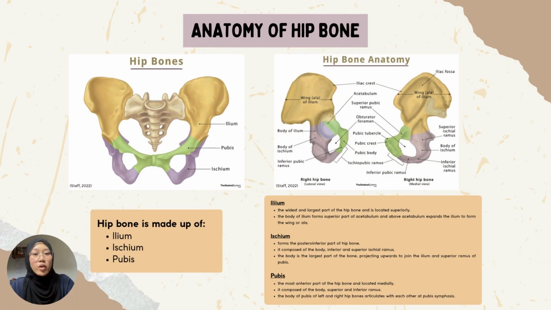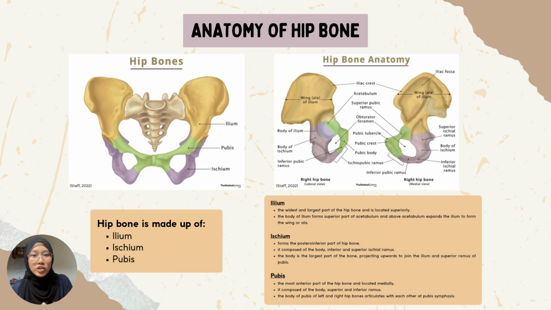The hip bone is made up of three main parts. The first one is the ilium, the second is the ischium, and the third is the pubis. The ilium is the widest and the largest part of the hip bone, and it sits superiorly. The body of the ilium forms the upper part of the acetabulum, and above the acetabulum, the ilium expands to form the wing or ala of the ilium, which is broad and flat shaped.